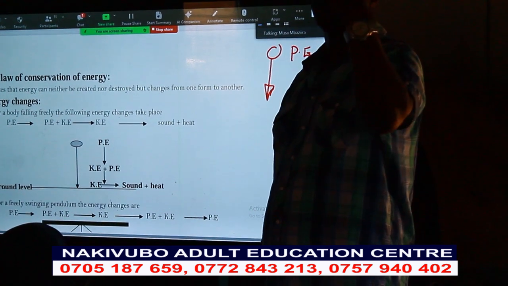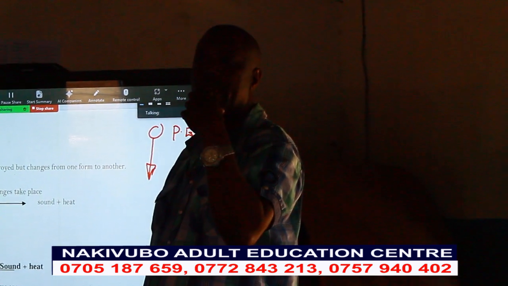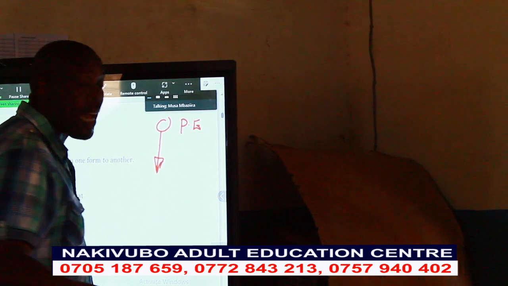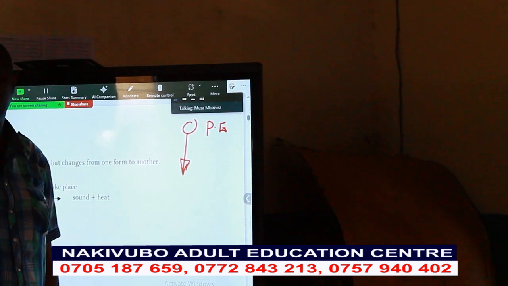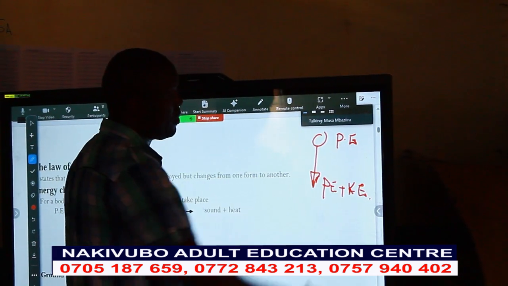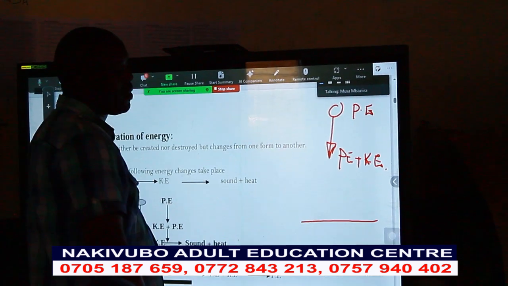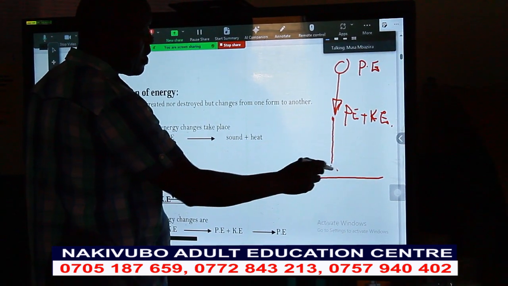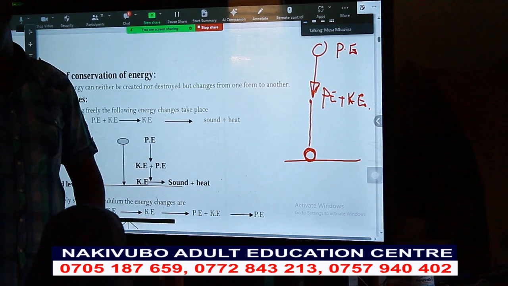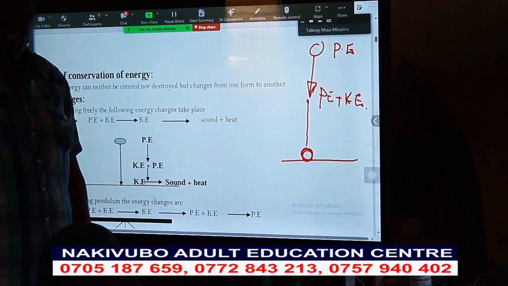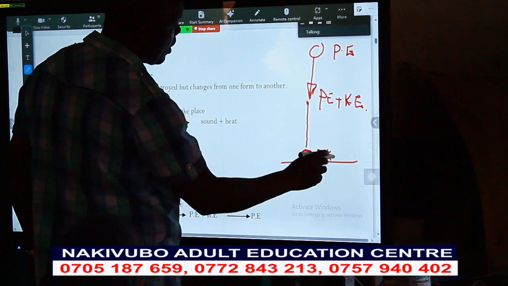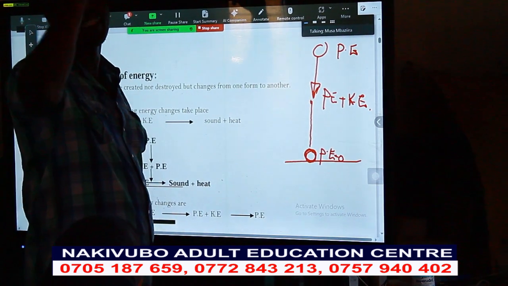Now, when it starts falling downwards, it gains kinetic energy. Why? Because it has velocity. Therefore, as it falls, it has both potential and kinetic energy. Potential plus kinetic energy. If this is the ground, when this ball falls until it reaches the ground, when it hits the ground, its potential energy is zero. Because height is zero above the earth. So here, potential energy is zero. The body has only kinetic energy.